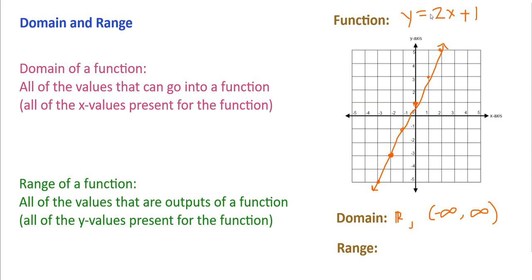So because my domain was all real numbers, and I can plug in anything I want, I'm actually getting out any number in the real number set. So my range is going to be all real numbers. Okay, so I can write it similarly here, or I could actually write out the words all real numbers.